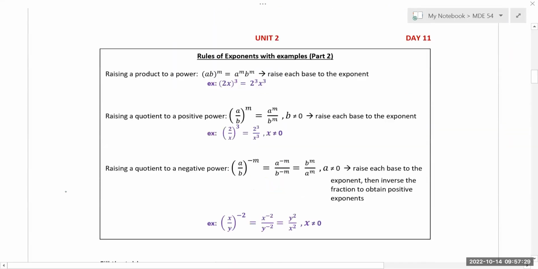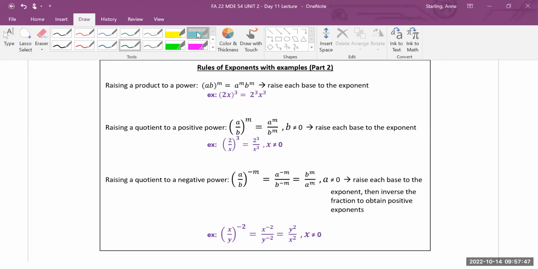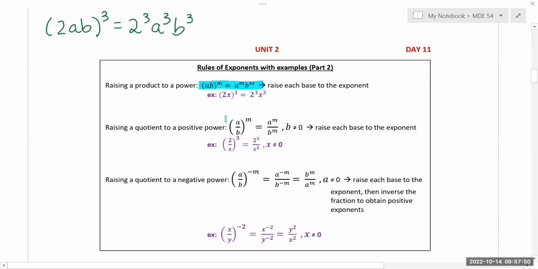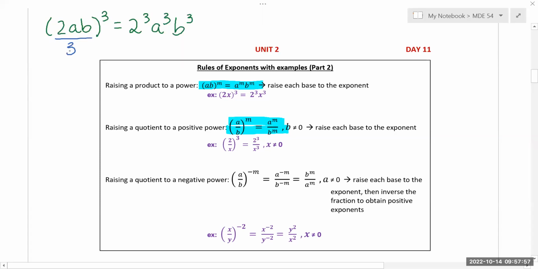So continuing with those exponents. If you have anything in parentheses, like 2ab, for example, and you raise it to a power, that power goes to everything. You distribute it. So 2 cubed, a cubed, b cubed. Just note that rule. Same if it's a fraction, it goes to everything. Anything in the parentheses gets it. So if this is also divided by 3, then the 3 also gets cubed, if all that was in parentheses.